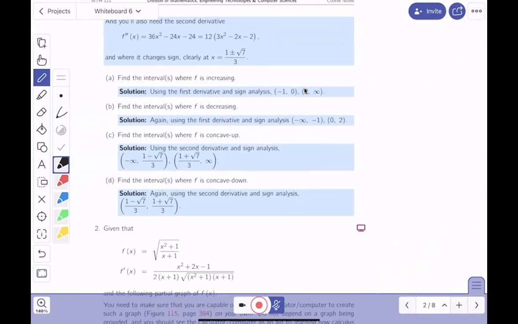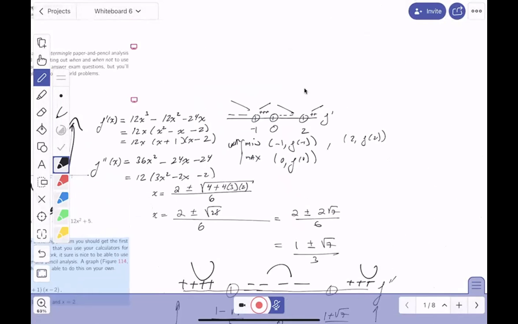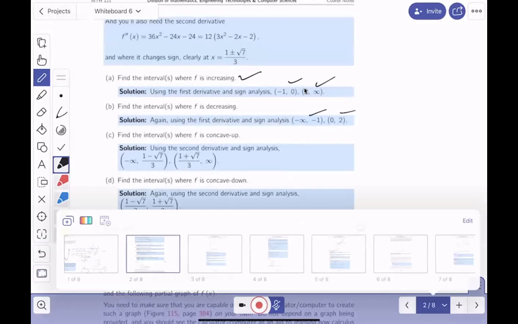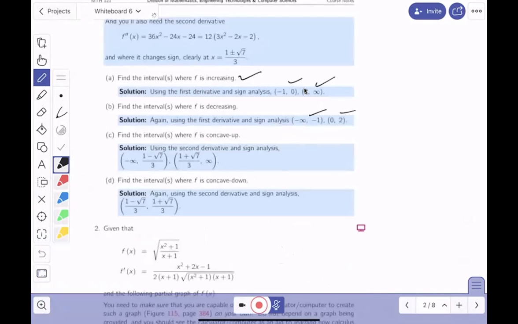The question is the intervals where f is increasing, and they say minus 1 to 0, 2 to infinity. Let me go back and see if I did that. Increasing minus 1 to 0 and 2 to infinity. That was done. And again, it's written up for you for a reason. We want you to write it down too. All right, let's go to number 2. The intervals where it is decreasing: minus infinity to minus 1, and 0 to 2. Let me go back. Minus infinity to minus 1 is decreasing, and 0 to 2. Well, we're doing all right.